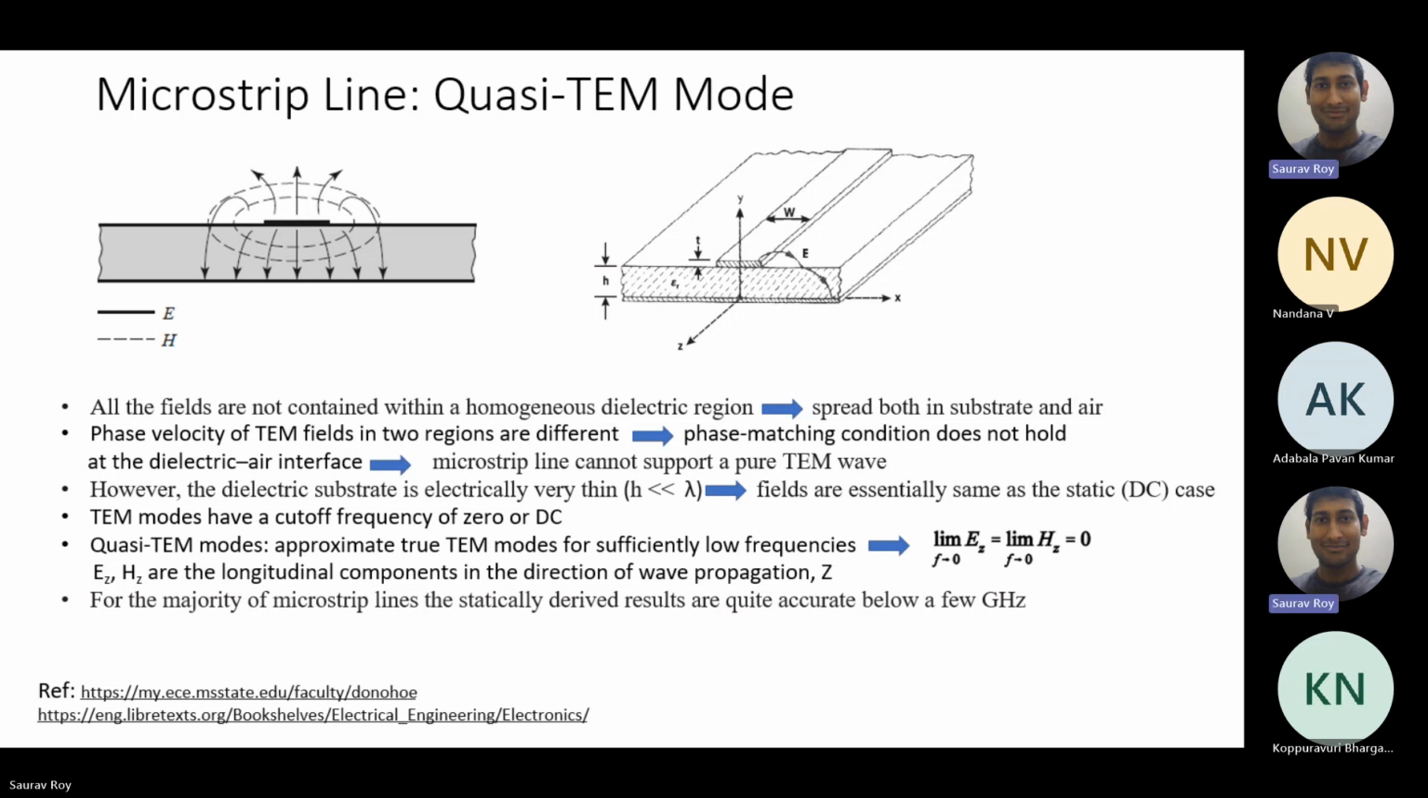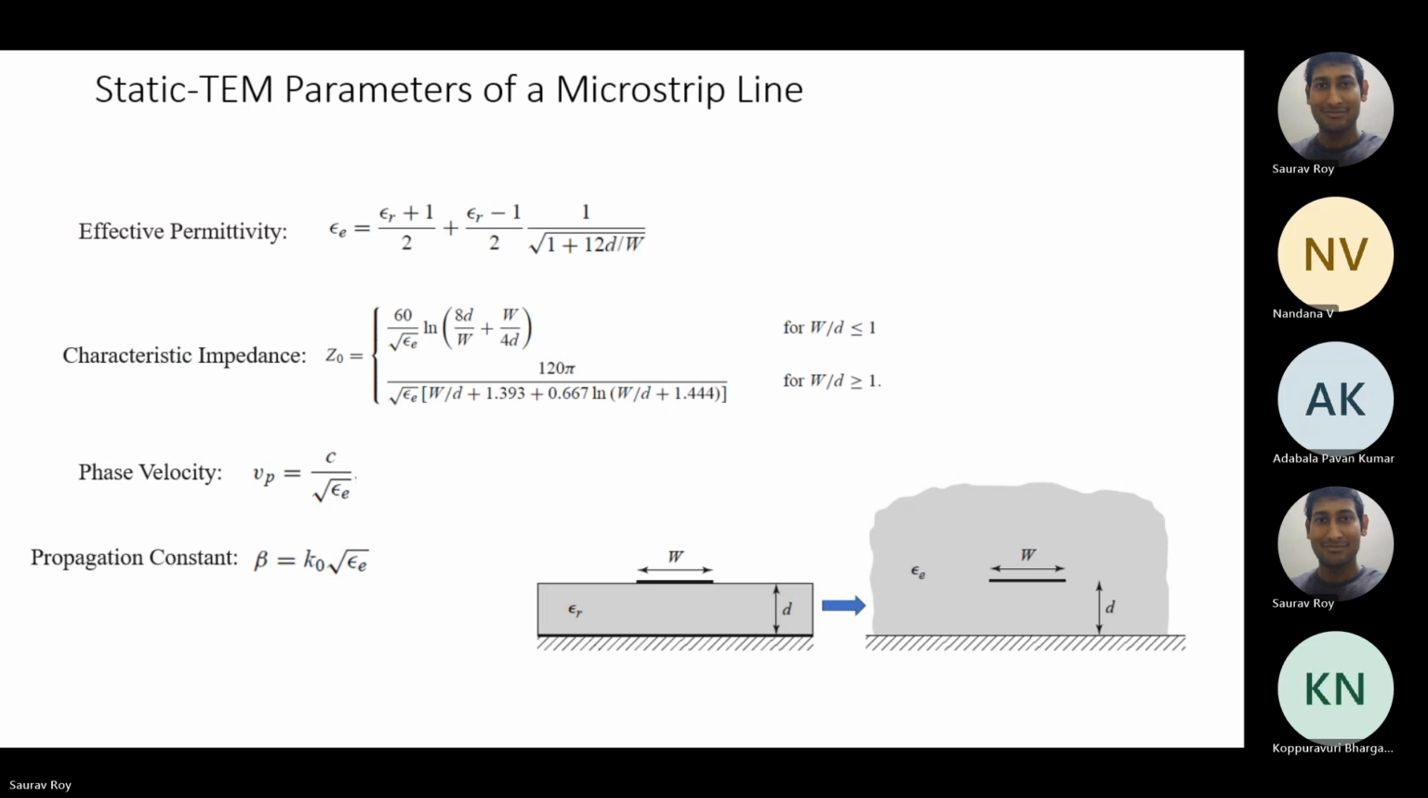It's just like if you have a positive charge on the top and a negative charge on the bottom ground, and how the field will move. The field lines are almost similar to that. So these are the static TEM parameters of the microstrip line. These all are taken from the book by Pozar.